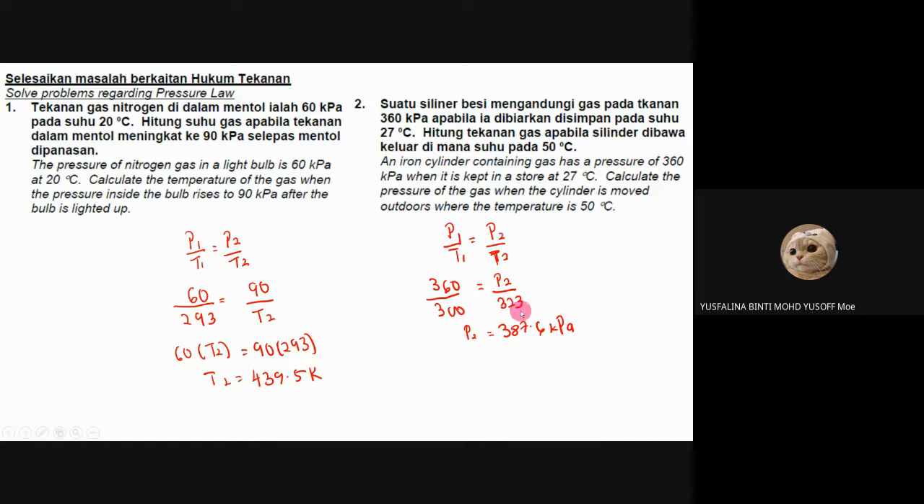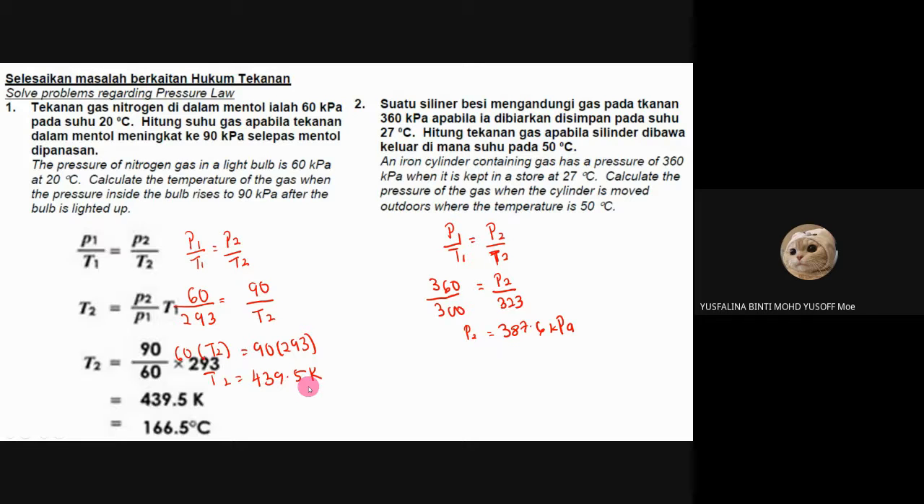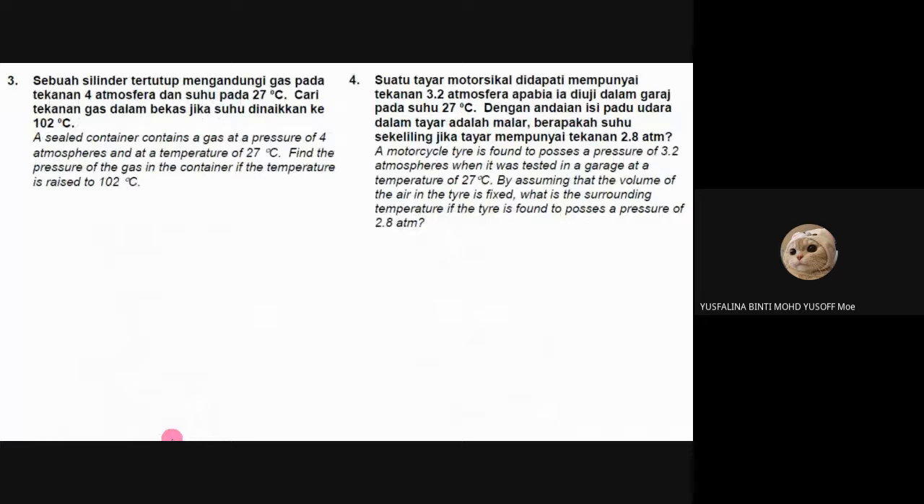Just cross multiply, just the same as this one. This one is multiply, right? It changes, so this one should be divide. Okay, very good. Okay, let's check. Yeah, this one is actually they changed to degrees Celsius, so that's why you got 166.5. This one is 387.6. Okay, how about question number 3? So this one is actually 4 atm is the pressure.